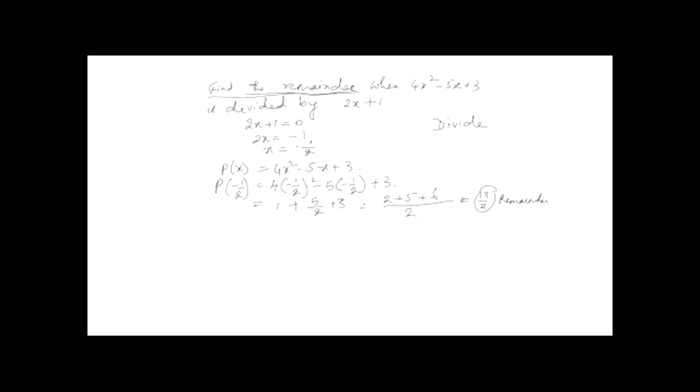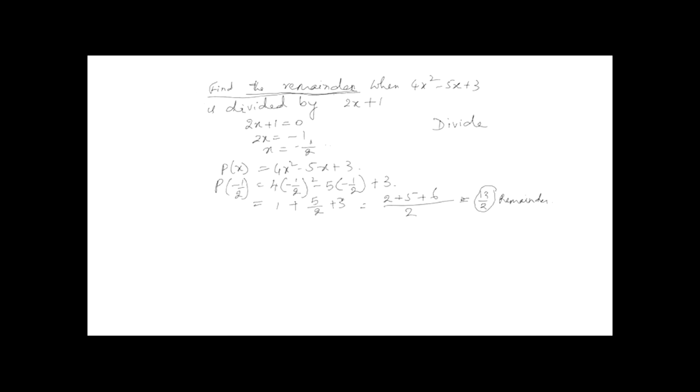Now change the sign. Cancel. What is 3 plus 3 by 2? 9 by 2. What was the answer here? We got 13 by 2. Where is the mistake? We should get 9 by 2.